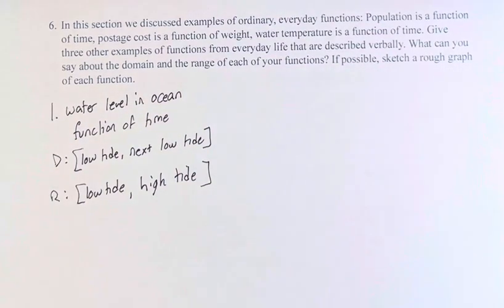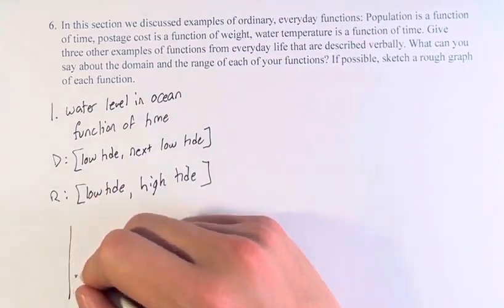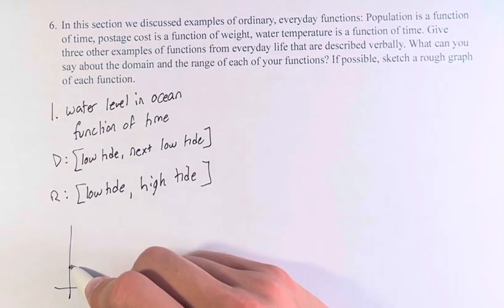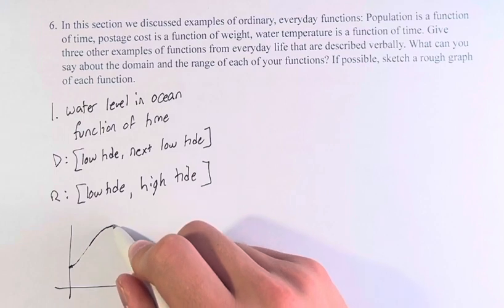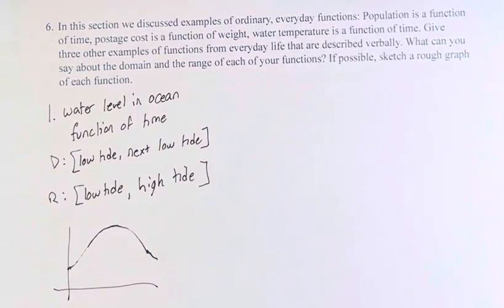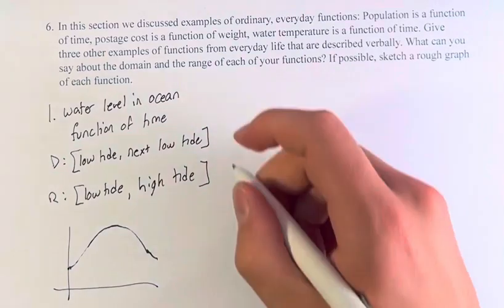And we're asked to sketch a rough graph. So maybe that would look something like this. We're starting at low tide, goes up, we hit high tide, and then it goes back down. And the cycle would repeat if we were looking at more time, but we're not.